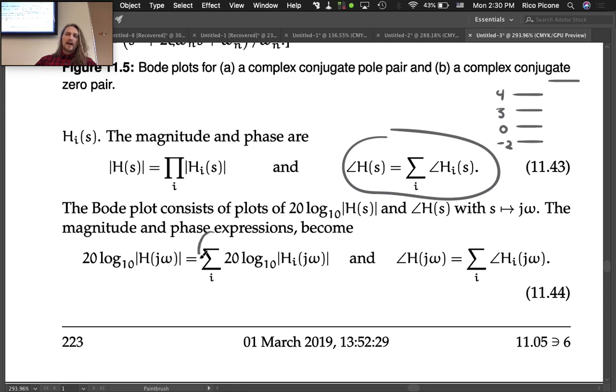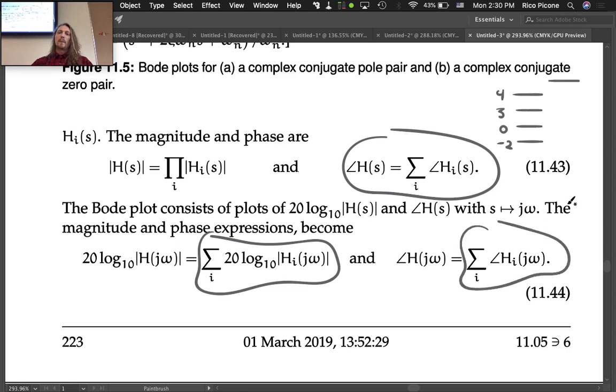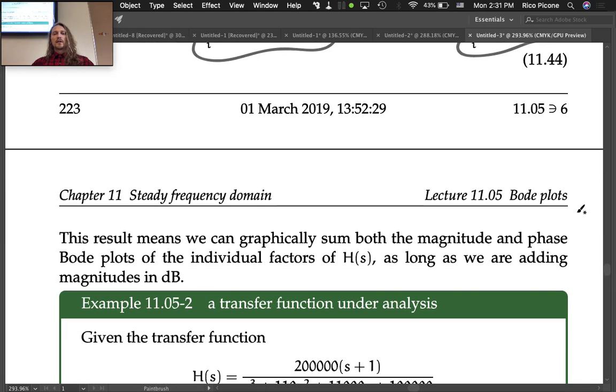And now we've got a sum of dB magnitudes, which is how each of these individual building blocks was plotted above as a dB magnitude, right? And we've got a sum of phases. So now all we have to do is sketch the building blocks individually and then sum them for each, the magnitude and the phase. So that's our general approach. That's what we're going to do when we try to sketch our Bode plots.